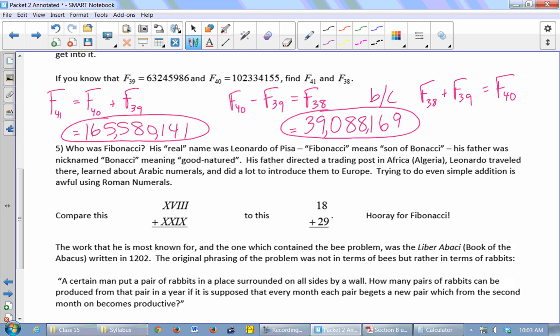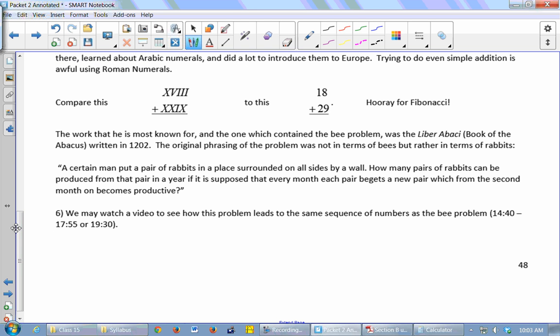Leonardo thought that Arabic numerals were so great, so much easier than Roman numerals. And he did a lot to introduce them to Europe. Doing simple arithmetic with Roman numerals can be pretty awful. It's really messy and difficult. Doing an addition in a base 10 system is way easier. This was one of his biggest contributions, spreading this knowledge to Europe.